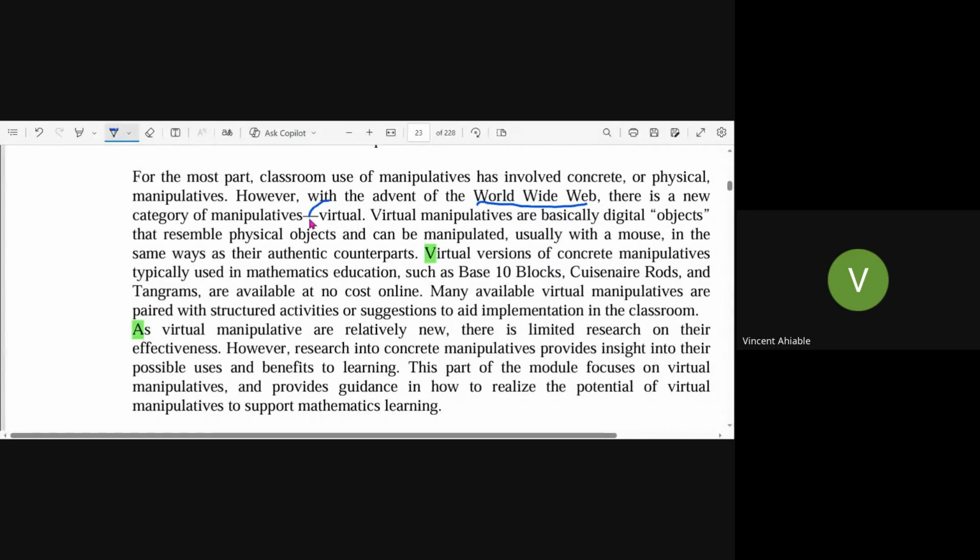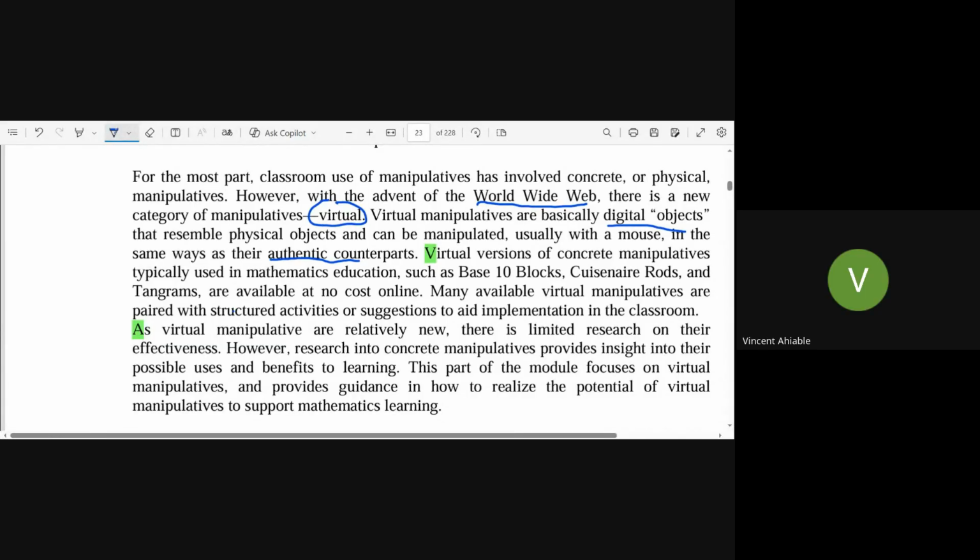Virtual manipulatives are basically digital objects that resemble physical objects and can be manipulated, usually with a mouse, in the same ways as their authentic counterparts. Virtual versions of concrete manipulatives typically used in mathematics education, such as Base-ten blocks, Cuisenaire rods, and tangrams, are available at no cost online.